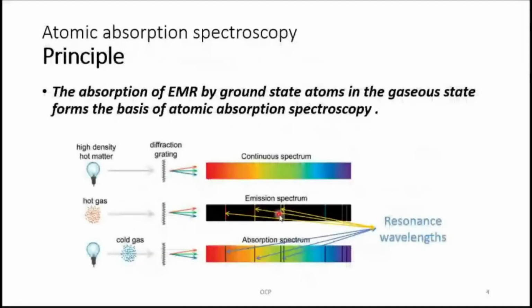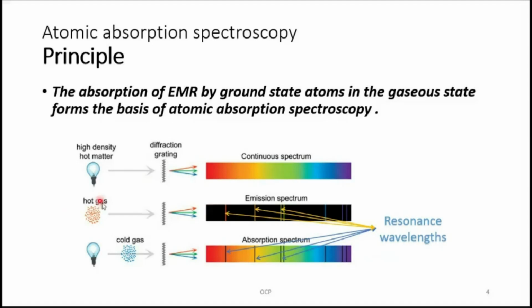Now let us see the principle. Observe this diagram. An electromagnetic radiation source is high density hot matter. It may be a light bulb, it may be a star like our sun. If the electromagnetic radiation coming from it passes through diffraction gratings, it will give you a continuous spectrum. Now instead of dense material, if you heat a gas, when that gas radiates electromagnetic radiation and it passes through diffraction gratings, it will give you a line spectrum. It will be an emission spectrum in which only a few wavelengths are present. The rest is a black background.